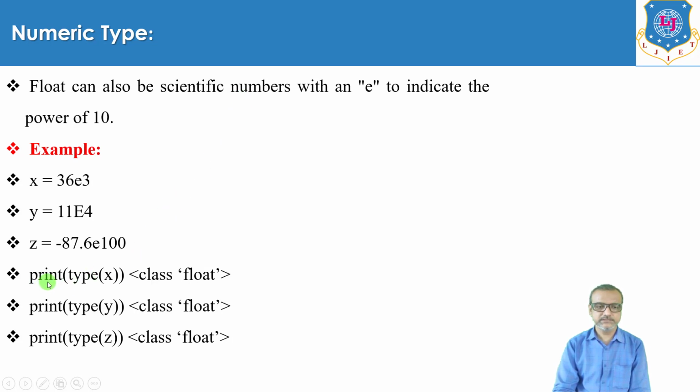Now if I write print of type of x, what will be the output in this case? Definitely x is a float number, so its output is class float. Similarly, for print of type of y and print of type of z, we have the output as class float, as all these numbers x, y, z are float numbers.